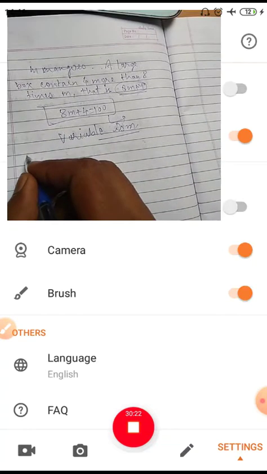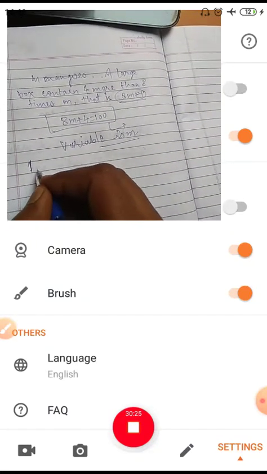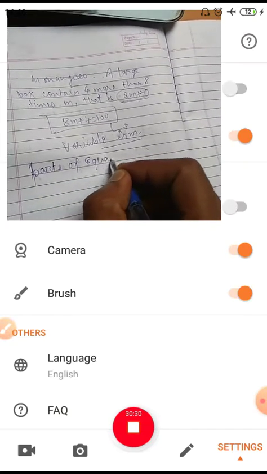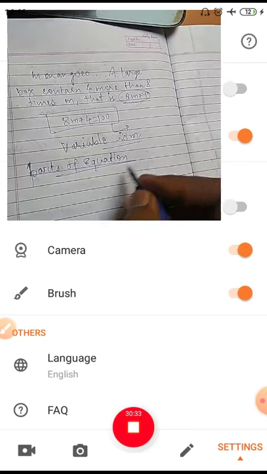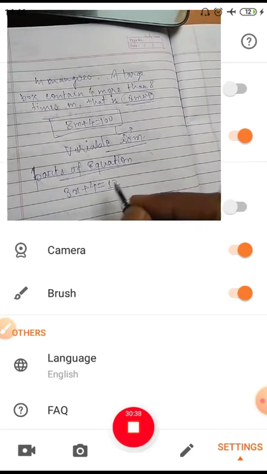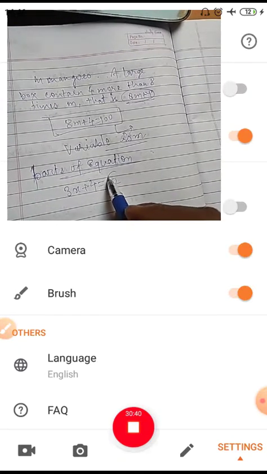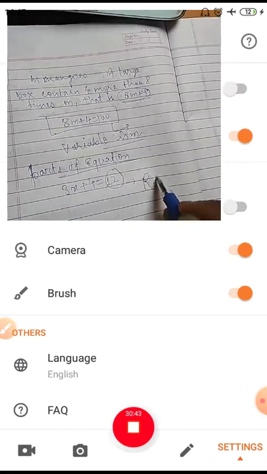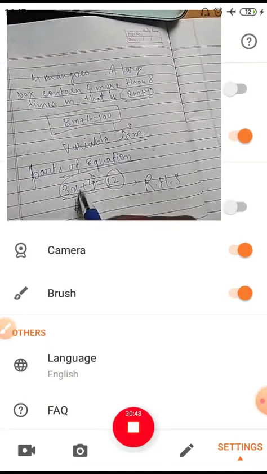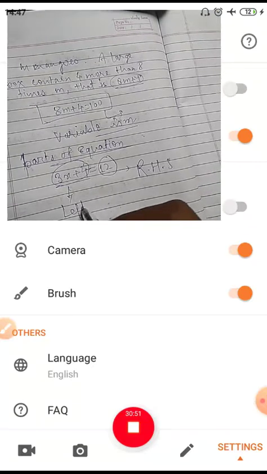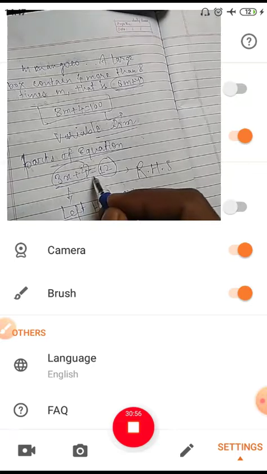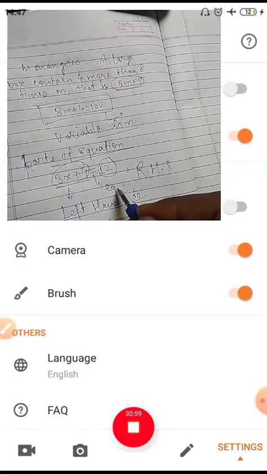Here the variable is m, and there are two sides. Let us study the parts of an equation. Let 3x plus 4 is equal to 12 be an equation. This side is known as the right hand side, and this is known as the left hand side, and this is called the equal sign.